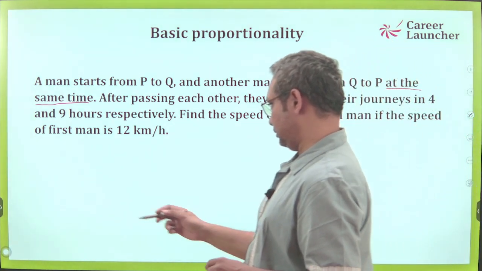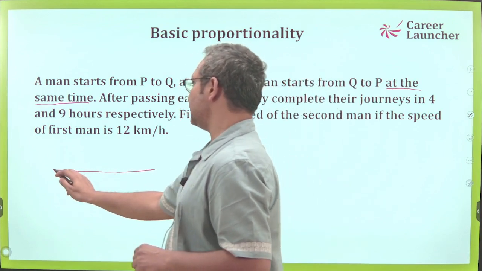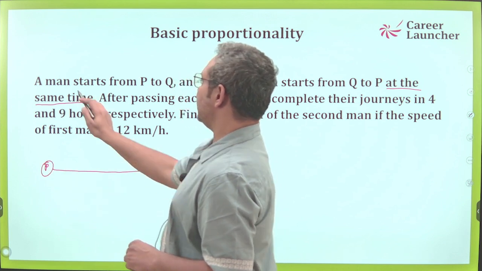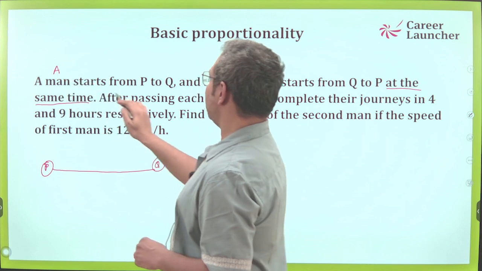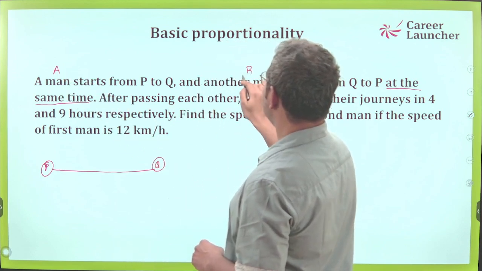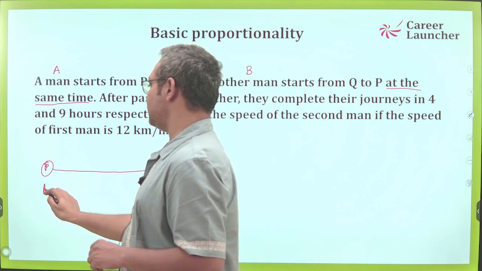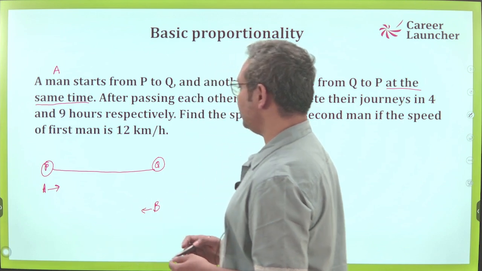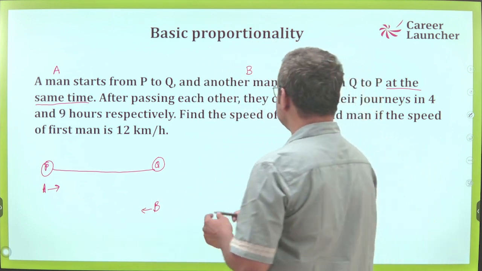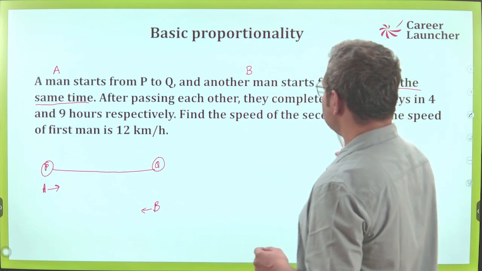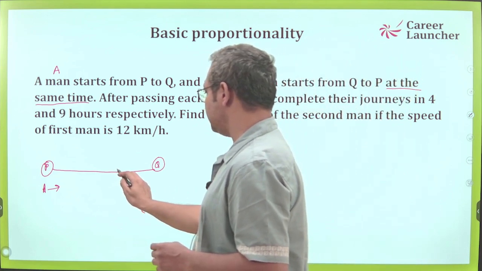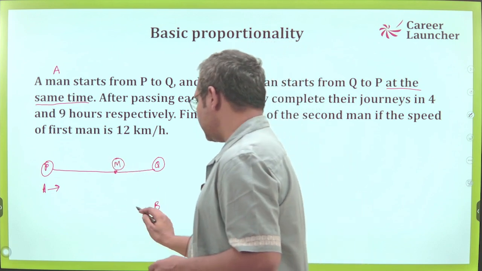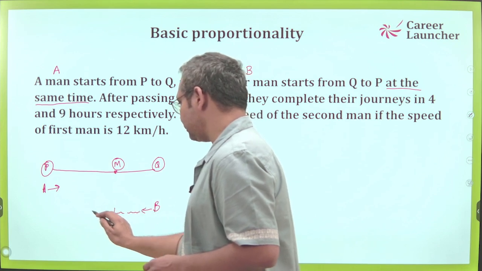So that means if I were to draw the diagram, let's call this point P, let's call this point Q, let's say a man, let's call this A, and another man, let's call that B. So A starts from point P and B goes from point Q, they are travelling towards each other. Now it says that after passing each other, they complete their journeys. So let's say they meet here, let's call that point M. So they pass each other.